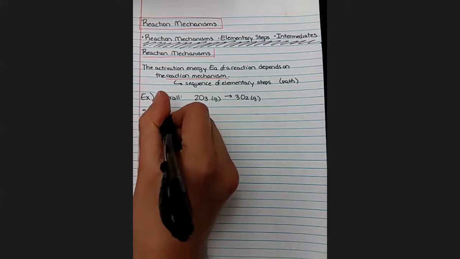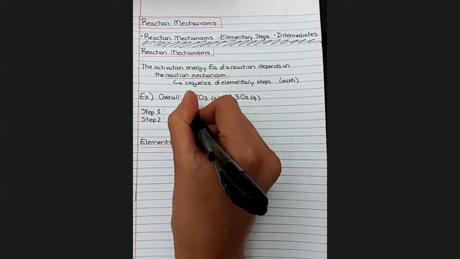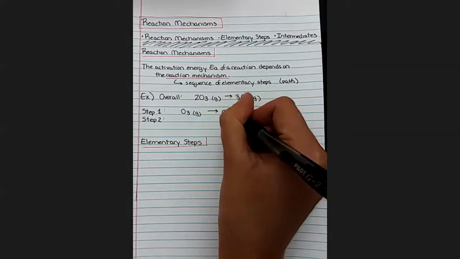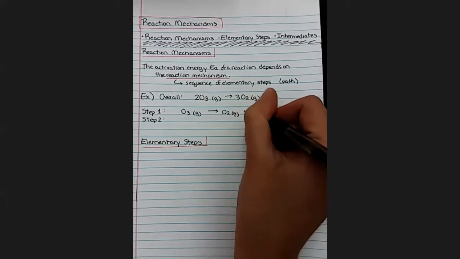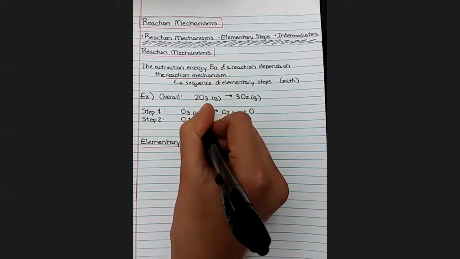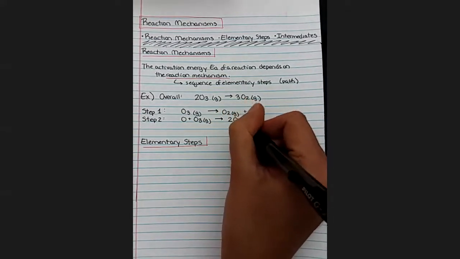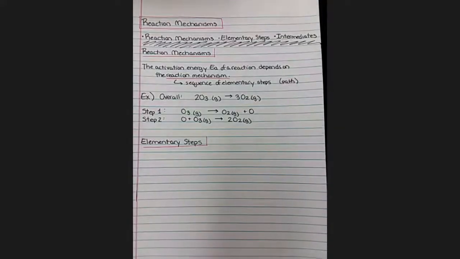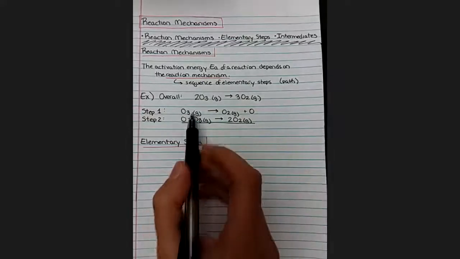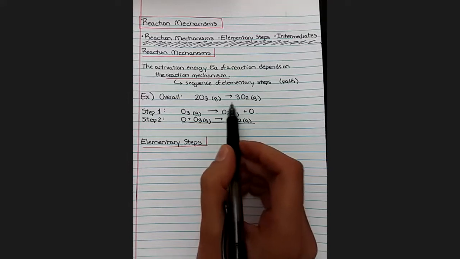So the mechanism looks like a list of the steps. For this particular reaction, the steps are going to look like one ozone molecule breaking down into an oxygen molecule and an oxygen atom. And in step 2, that oxygen atom reacts with the second ozone molecule to make 2 more oxygen molecules. And what we should find is if we add together all of the different steps in a mechanism, we should get a reaction that looks the same as the overall.